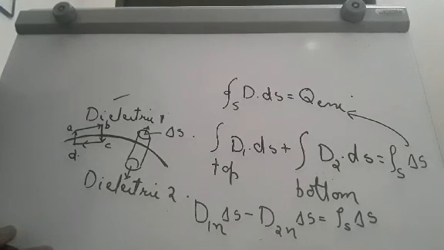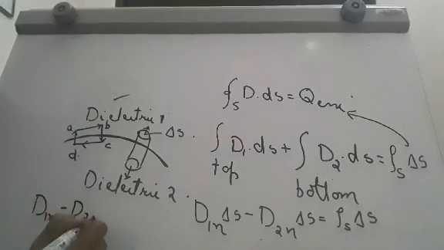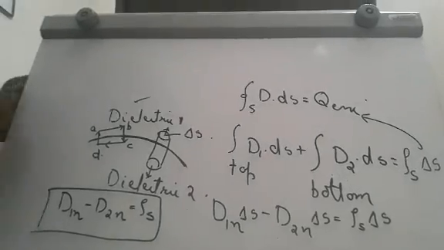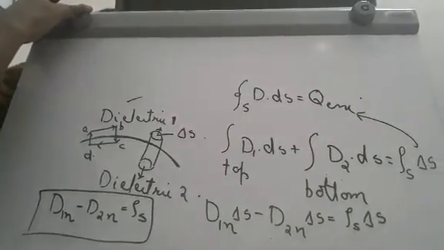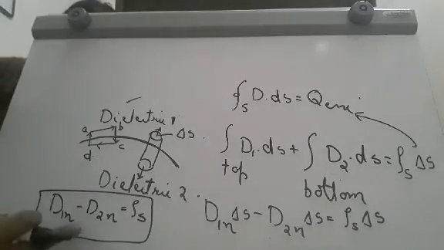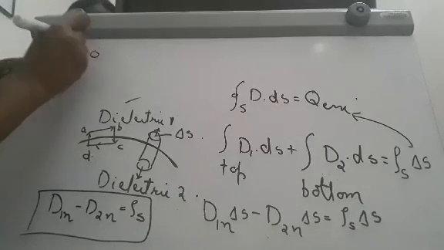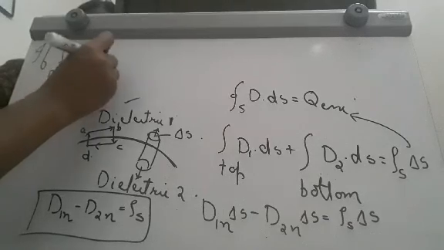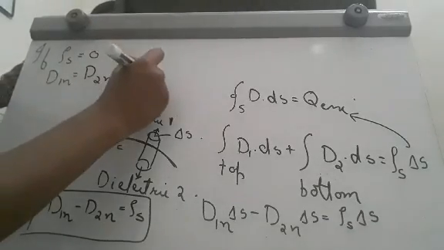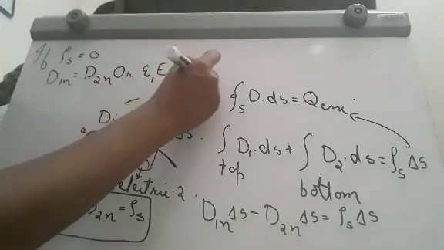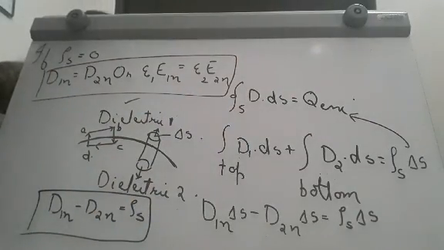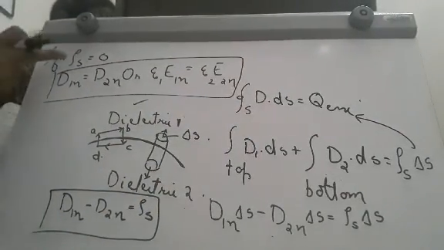This gives D1n minus D2n is equal to rho s. So this is the condition in the case of the electric flux density vector. So if there is no free charge at the surface, that means if rho s is equal to 0, D1n is equal to D2n, or we can write epsilon 1 into E1n is equal to epsilon 2 into E2n, if rho s is equal to 0.